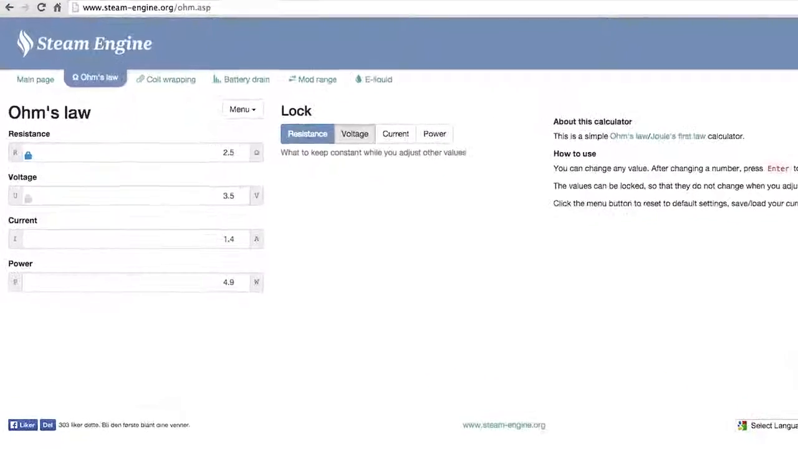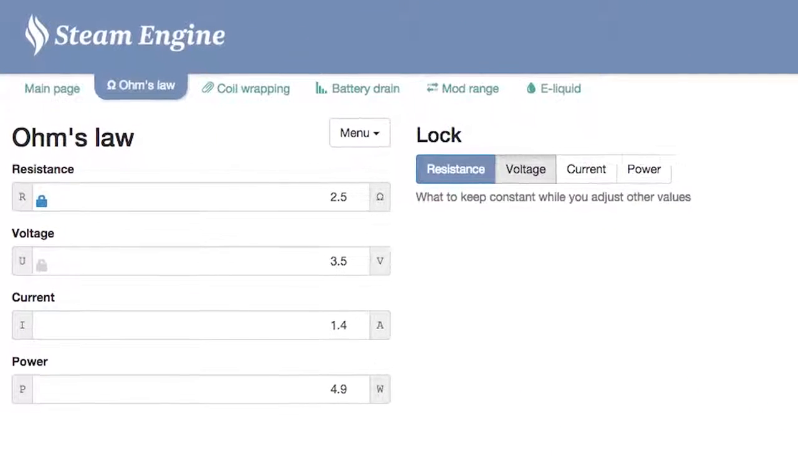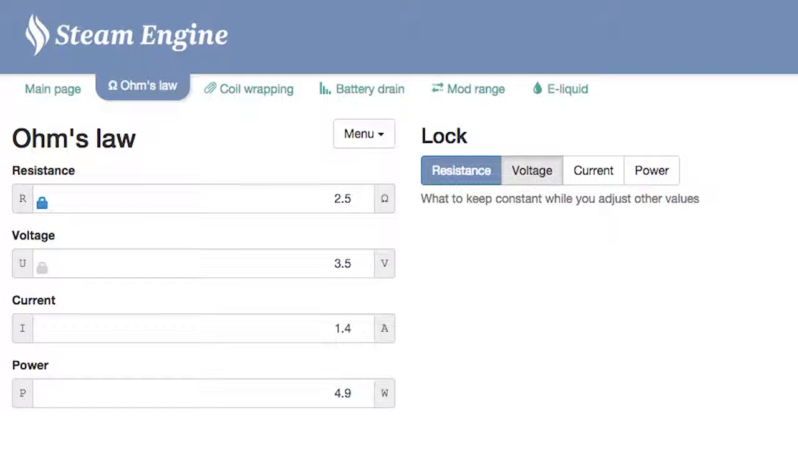While it's important to understand Ohm's law, it's not necessary to memorize it because there are calculators available online to help you calculate resistance, amperage, and wattage. The Steam Engine calculator is one of many calculators available out there that you can use.